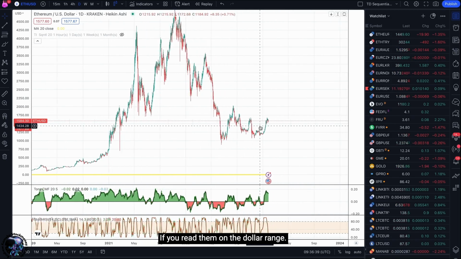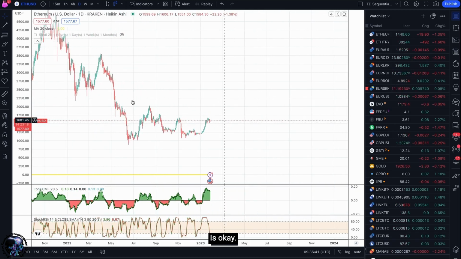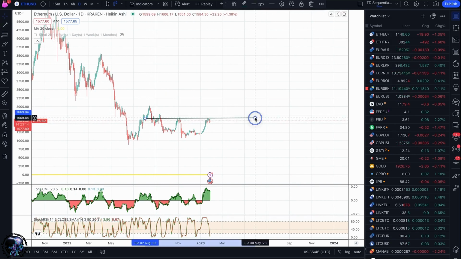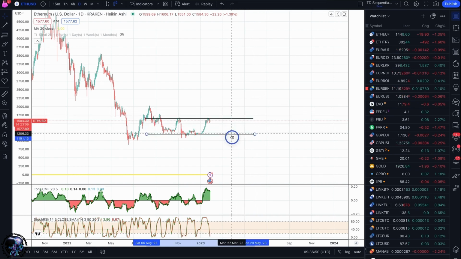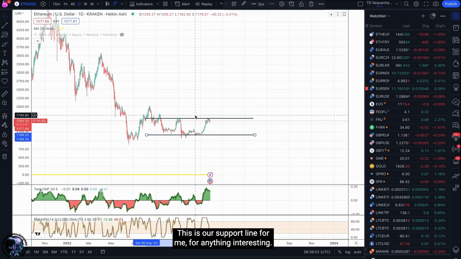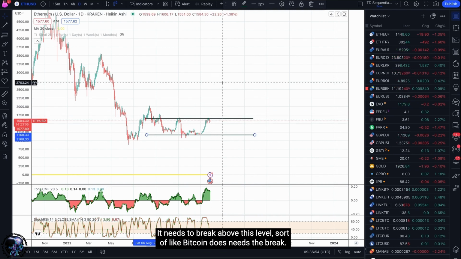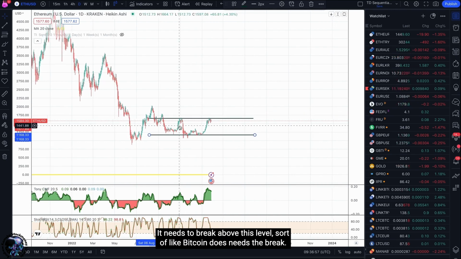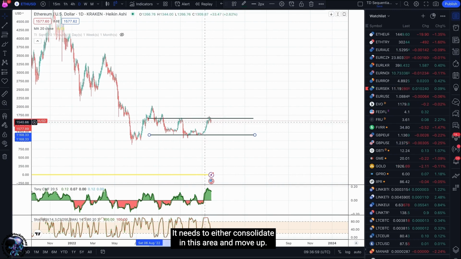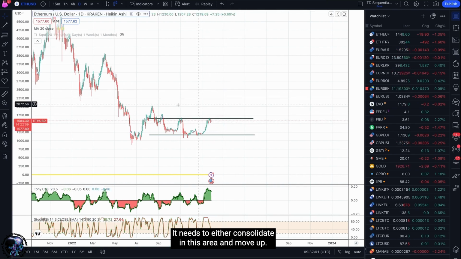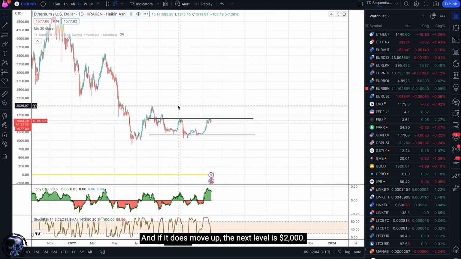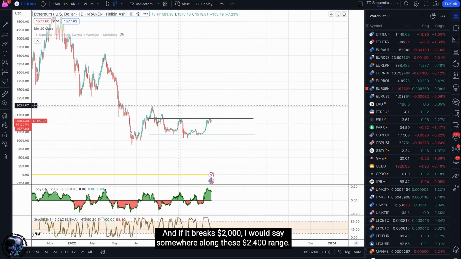Ethereum on the dollar range is okay. Again, this is our resistance line. This is our support line. For me, for anything interesting, it needs to break above this level, sort of like Bitcoin does. It needs to either consolidate in this area and move up, and if it does move up, the next level is $2,000, and if it breaks $2,000, I would say somewhere along these $2,400 range. So that's Ethereum.